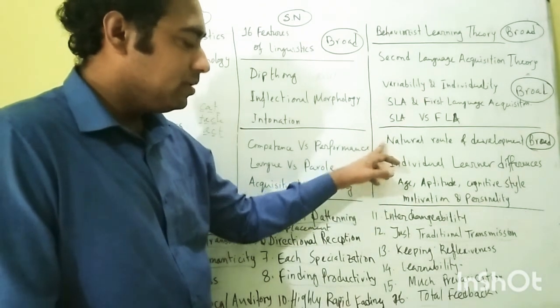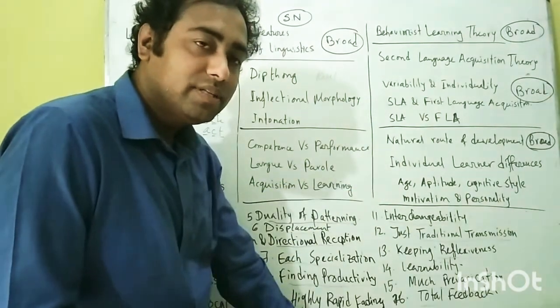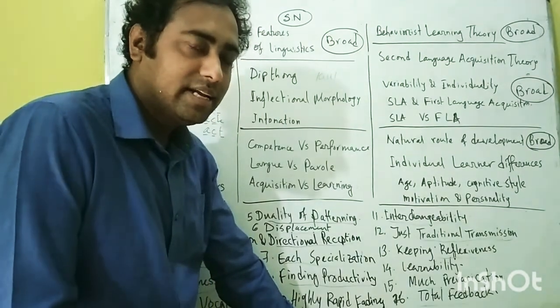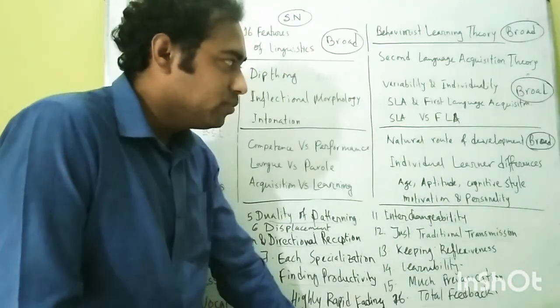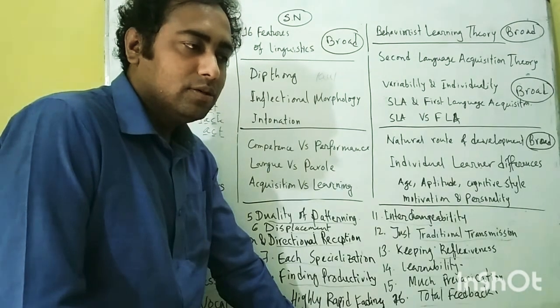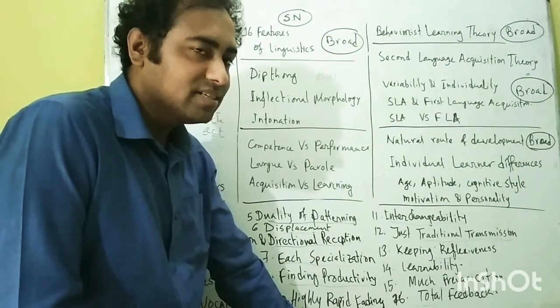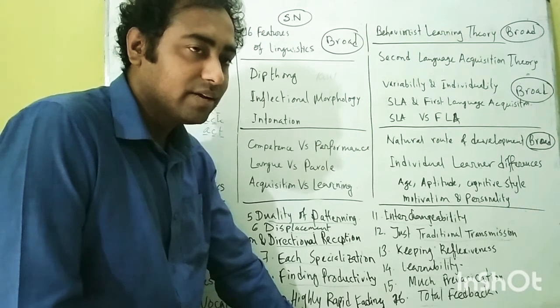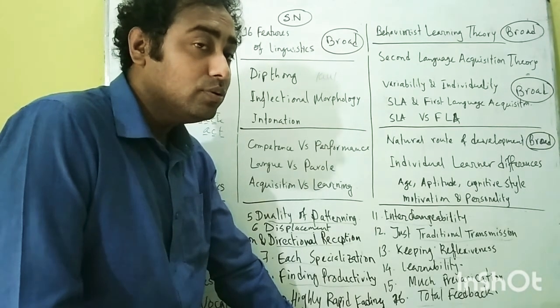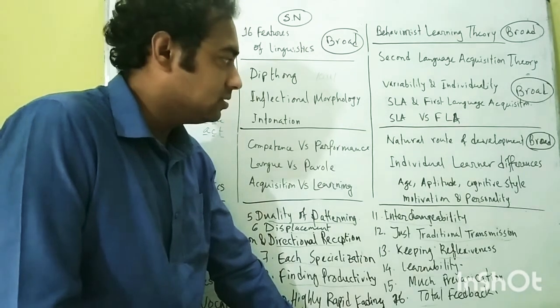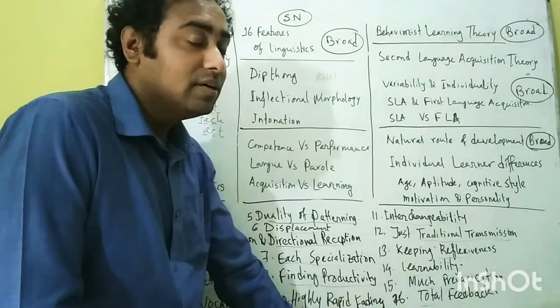Natural route of development, when there is a similarity between the languages, first language and second language. Suppose, let me give you one example. Tumi ki esechile? Did you come? So there is a similarity in the structure. It will be very easy for the learner to learn the language. It means L1 equal to L2 hypothesis. That will help to develop the language naturally.